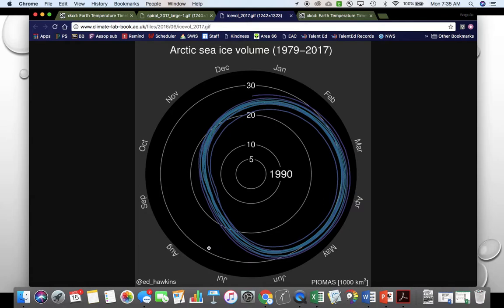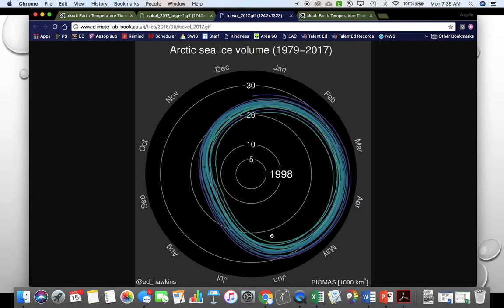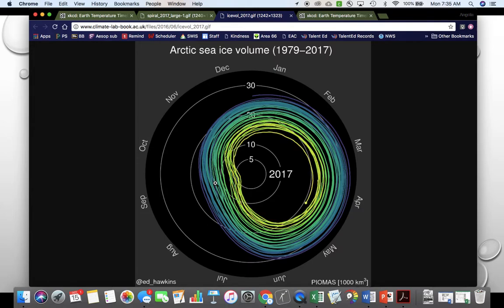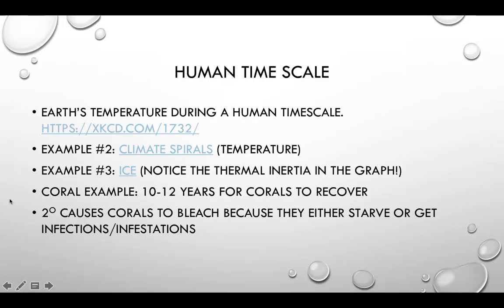And you'll notice that during the hottest months of the year, June, July, August is not where the low ice amounts are. It's a little bit later in the fall. Again, thermal inertia. So that's important when we start talking about that geologic time scale. Our oceans are going to show that thermal inertia for about 100 years is the estimation.